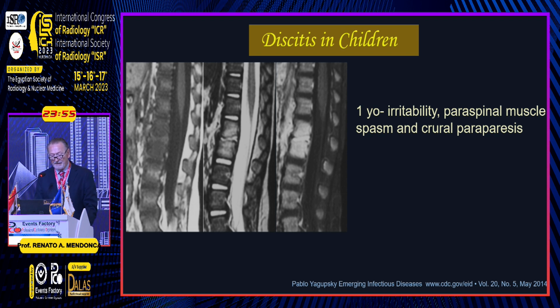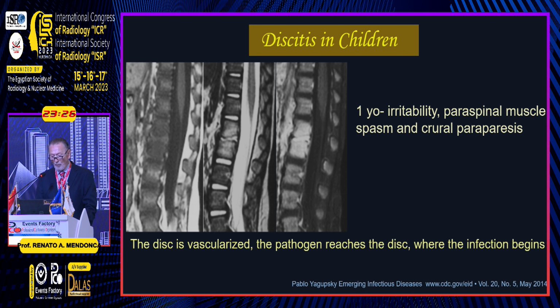The discs of kids are very well vascularized, so the pathogens go straight to the disc, and the infection is discitis in children. It's a very difficult clinical diagnosis, but the magnetic resonance is very straightforward. So the infection begins in the disc and can go or not go to the bone itself. The disc is very well vascularized. So the infection begins in the disc.